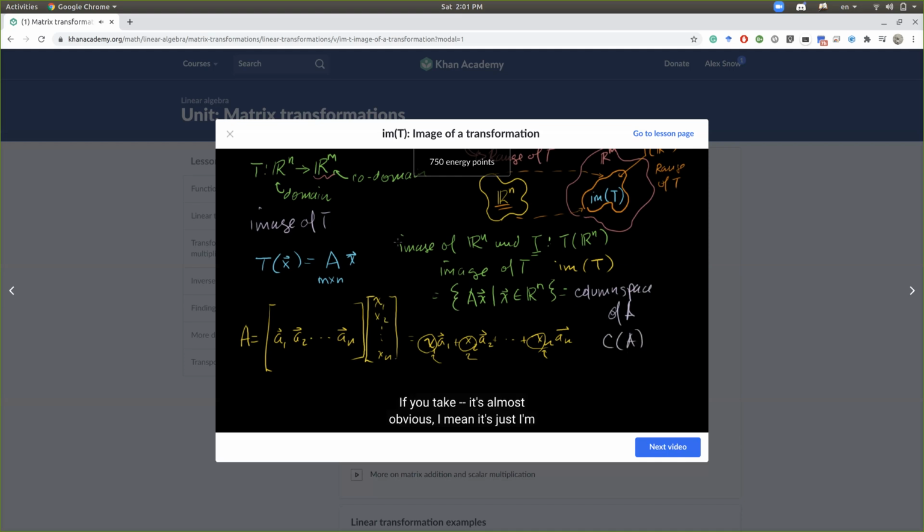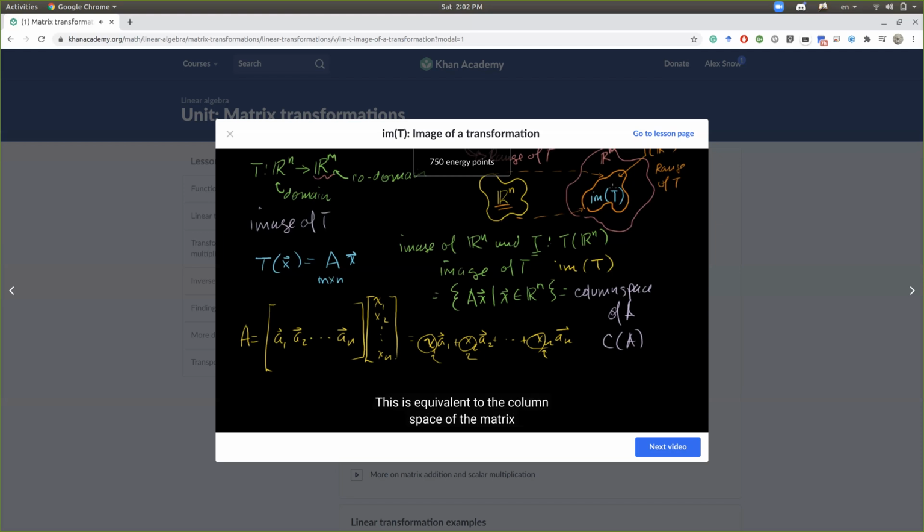If you take, well, it's almost obvious. I mean, I'm just playing with words a little bit. But any linear transformation can be represented as a matrix vector product. And so the image of any linear transformation, which means the subset of its codomain, when you map all of the elements of its domain into its codomain, this is the image of your transformation.